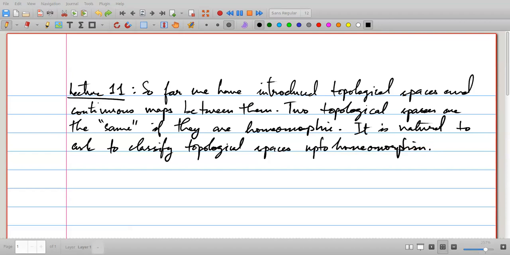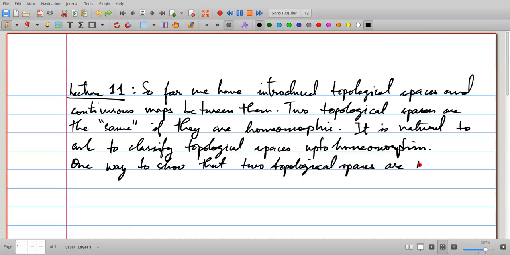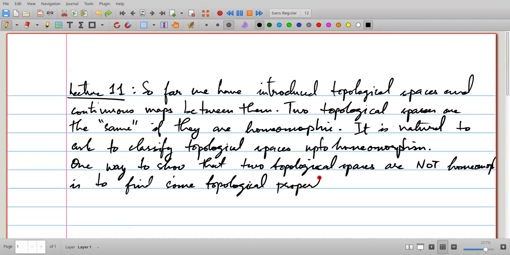So, for instance, all these examples that we have seen so far, we can ask if they are homeomorphic to each other, or maybe one of them is homeomorphic to a product of others, etc., etc. So, one way to show that two topological spaces are not homeomorphic is to find some topological property satisfied by one but not the other.